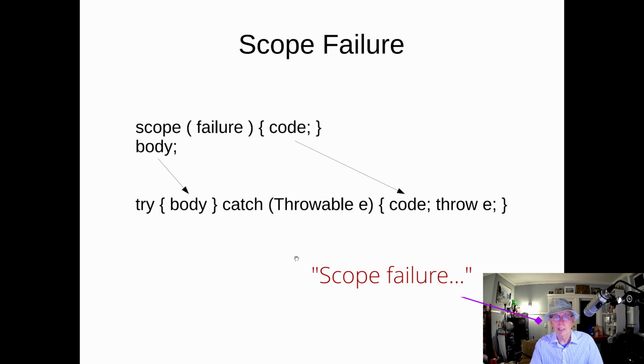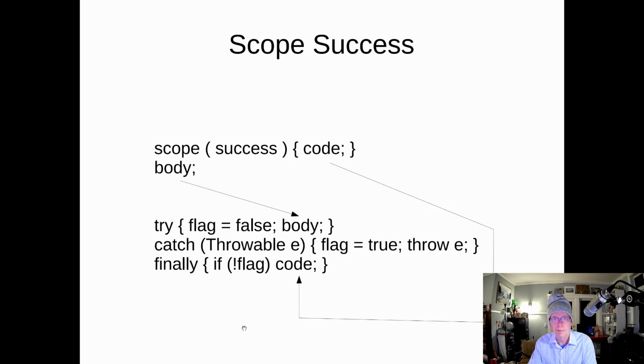Scope failure is a little more complicated in that we want to execute code only if the body throws an exception. And so we see the lowered code is a little more complicated. We have some boilerplate in here. We need a try-catch statement. We need to add the exception and be able to rethrow the exception.